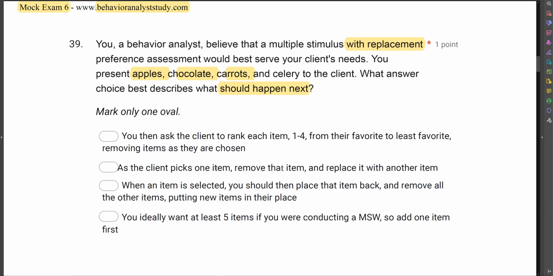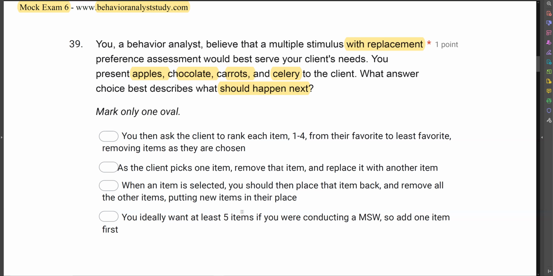So we're not going to replace the item that's chosen. What we're going to do is when an item is selected, place that item back and remove all the other items, putting new items in their place. That's what we're looking for with the multiple stimulus with replacement. So if the apples are chosen, you would put the apple back and replace chocolate, carrots, and celery, right? That will be the with replacement.